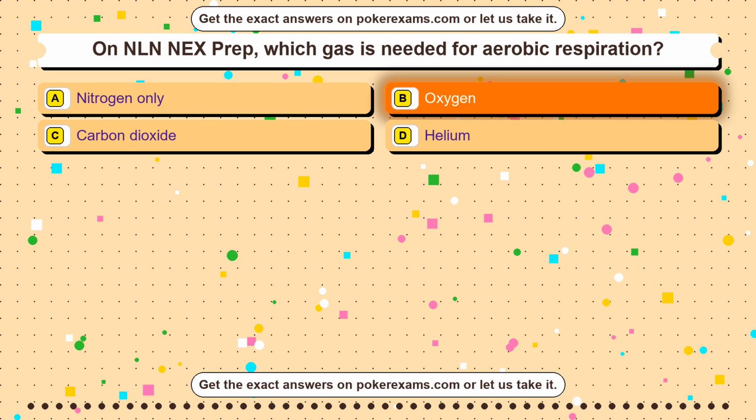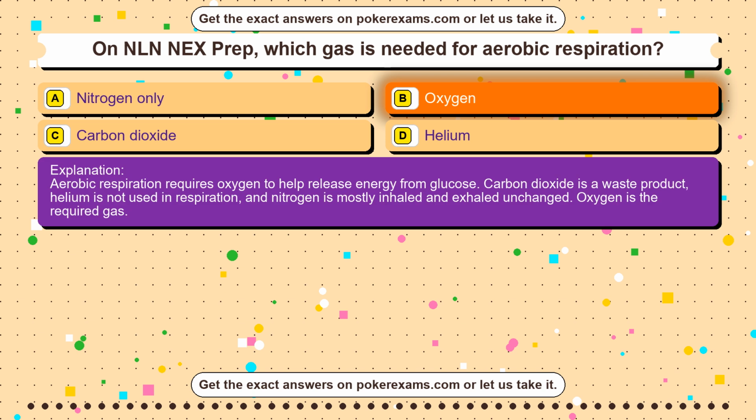The correct answer is option B. Oxygen. Aerobic respiration requires oxygen to help release energy from glucose. Carbon dioxide is a waste product, helium is not used in respiration, and nitrogen is mostly inhaled and exhaled unchanged. Oxygen is the required gas.